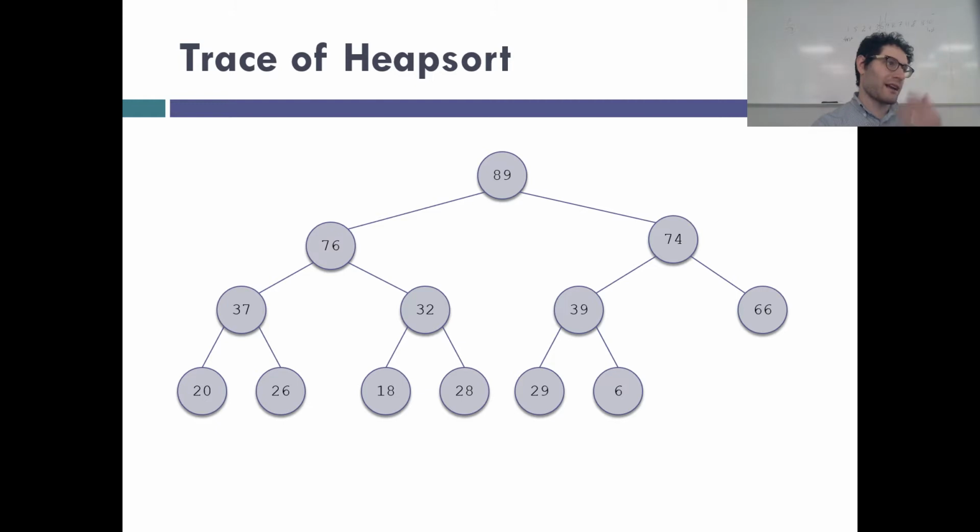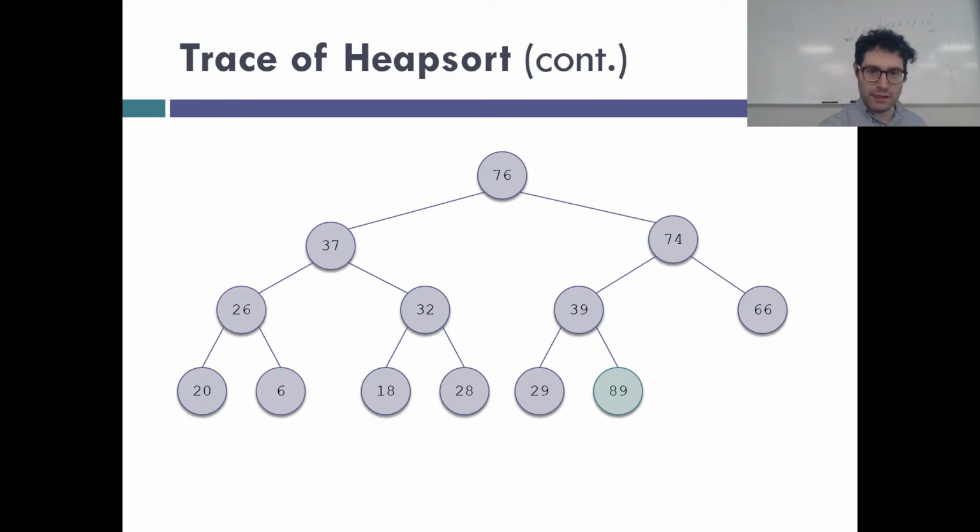Well, we've got the biggest item at top. So what we do is we take the biggest item and we swap it with the last item in the heap, in this max heap. And then we push the last item down. So we swap 6 with the bigger of its two children because it's a max heap as opposed to a min heap. Swap 6 with 74, 6 with 76, 6 with 37, 6 with 26.